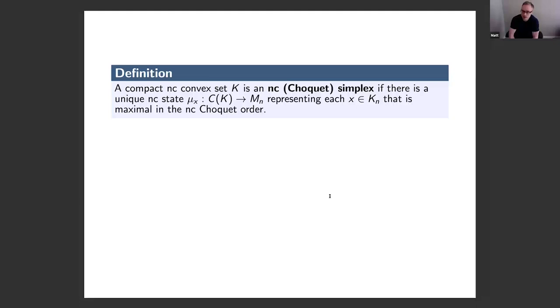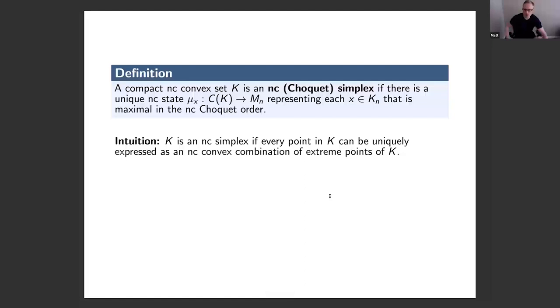And remember, that's equivalent to saying that, at least in the separable case, its support lies in the set of extreme points of my NC convex set. So the intuition here is that K is an NC simplex if every point in K can be uniquely expressed as an NC convex combination of extreme points, just like in the commutative setting.